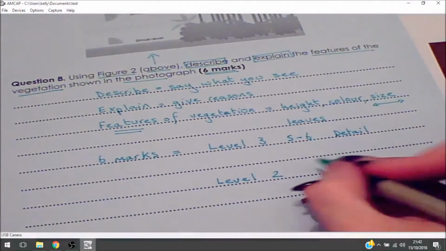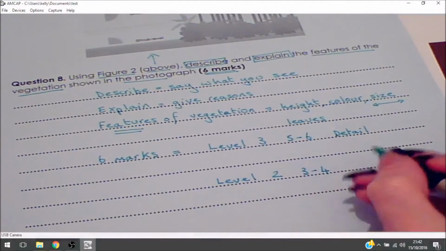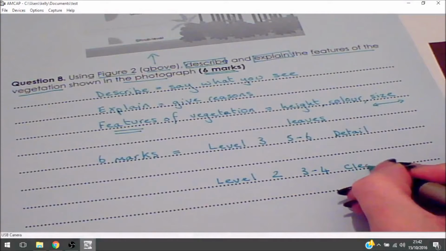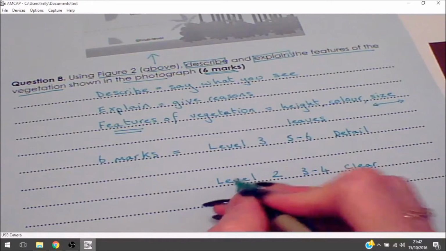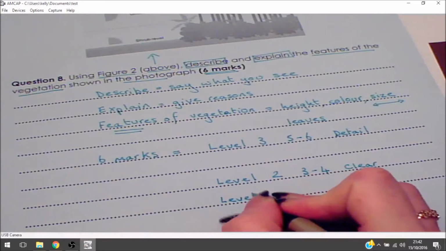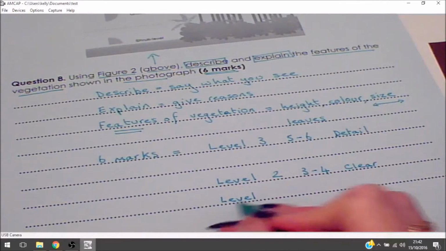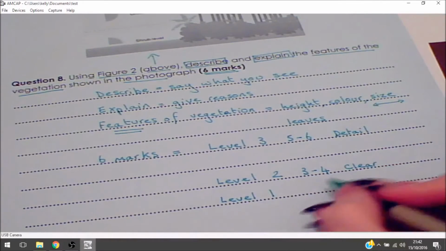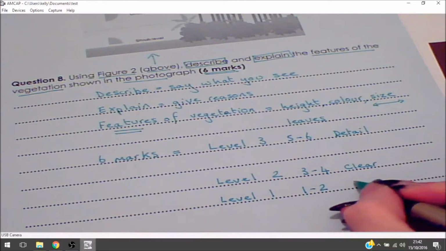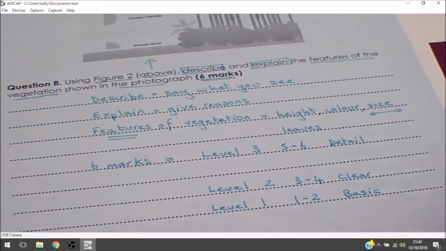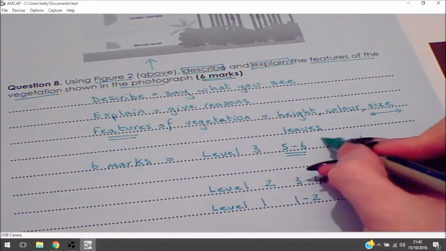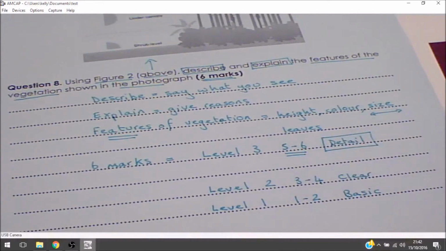Second level is level 2. Now for level 2, you get between 3 to 4 marks, and that means your response is very clear, but does not have enough detail. The last level is level 1. You're only limited to 1 to 2 marks here because your answer is very basic. So in order to get 5 out of 6 marks, you must give detail.